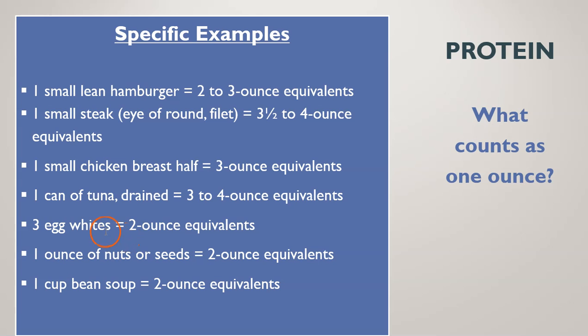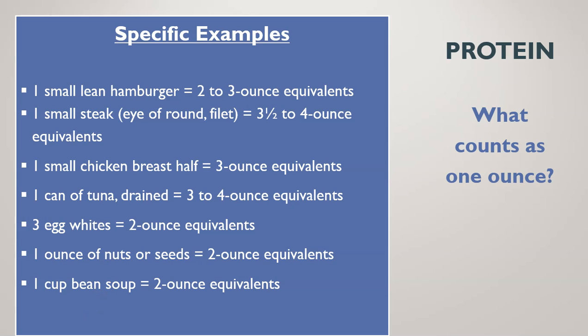So 3 egg whites, that equals 2 1 ounce equivalents. So these are just there to give you maybe a little better idea of, well, how much do I actually need to consume?